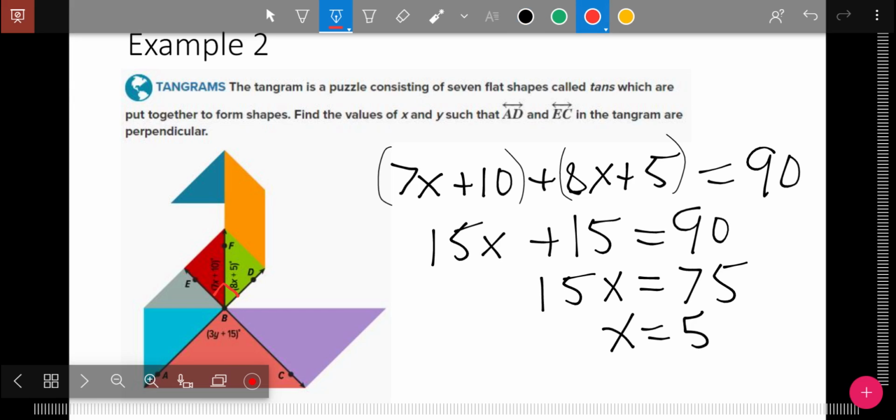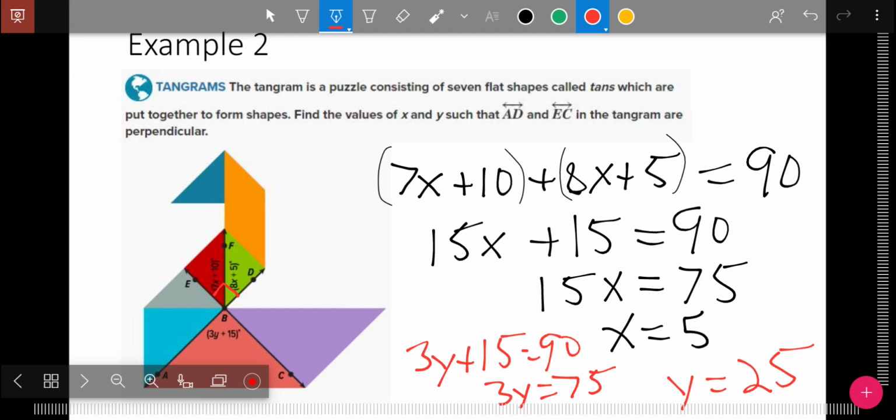I need to do the same kind of thing now for down here with the y. 3y plus 15 equals 90. I minus the 15. I get 3y equals 75. I divide by 3. I get y equals 25. Just using the rule that I know, the right angle or perpendicular means 90, and then solving.